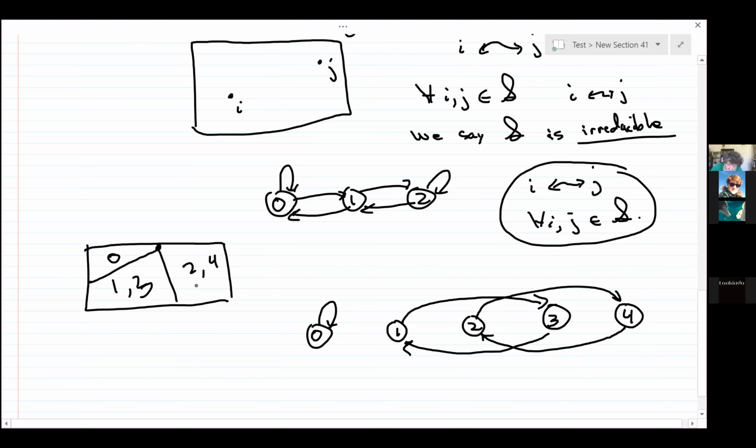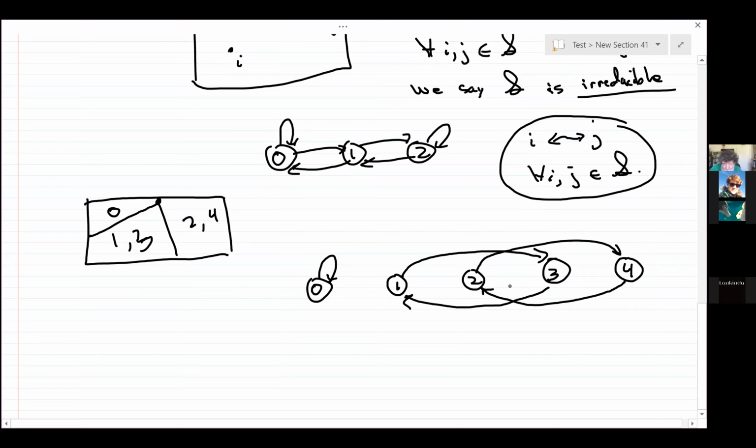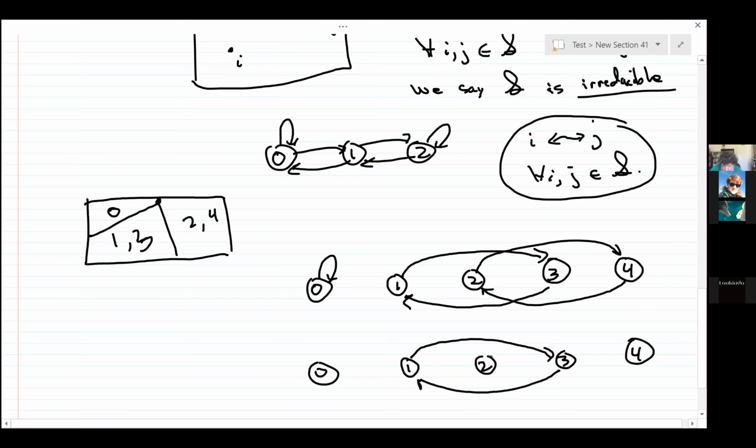So this could go with this, but what else could the diagram look like? Does it have to look like this? Not quite. There are other possibilities, so let me list them. Let's start with what I have here. I'm just redrawing what I had. We could have this situation, but maybe 0 goes to 1 as well.